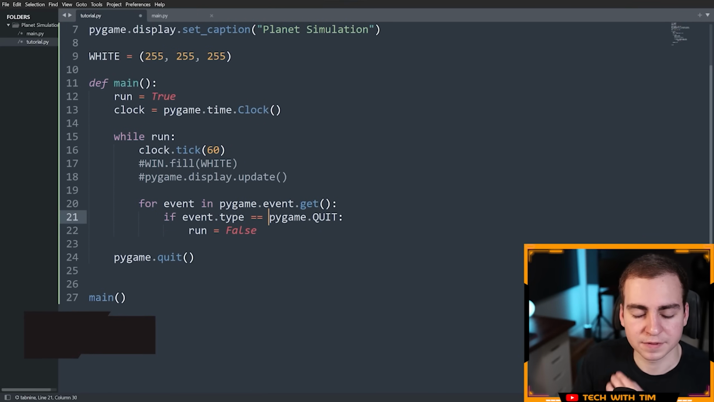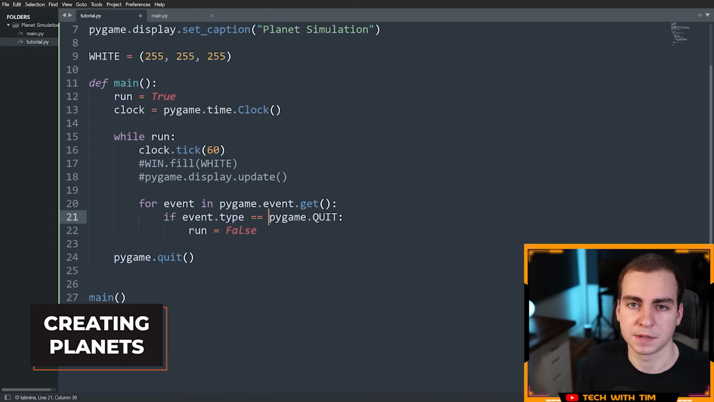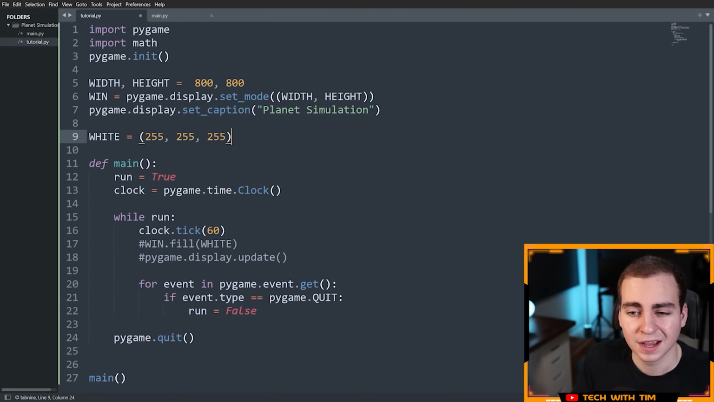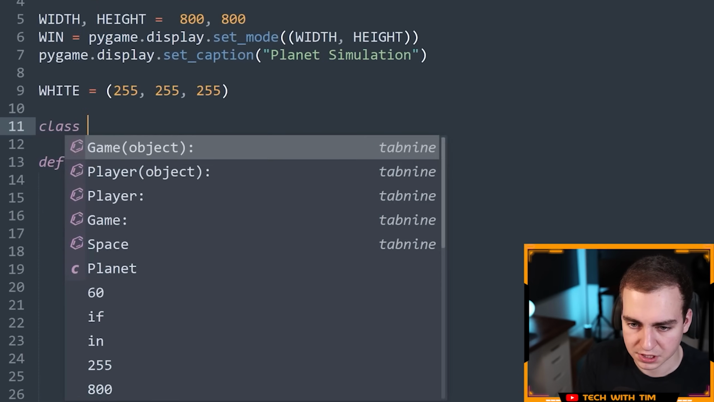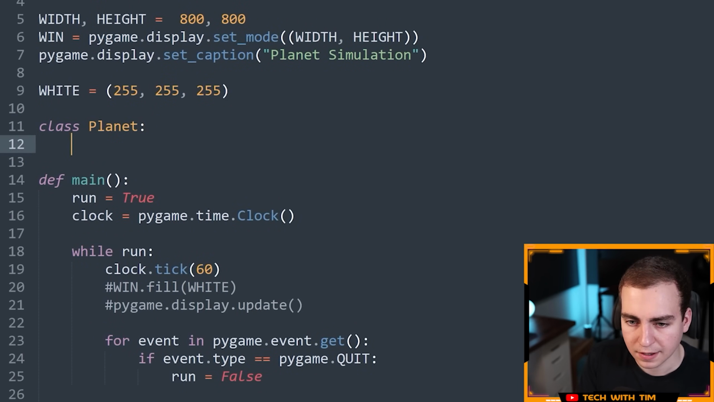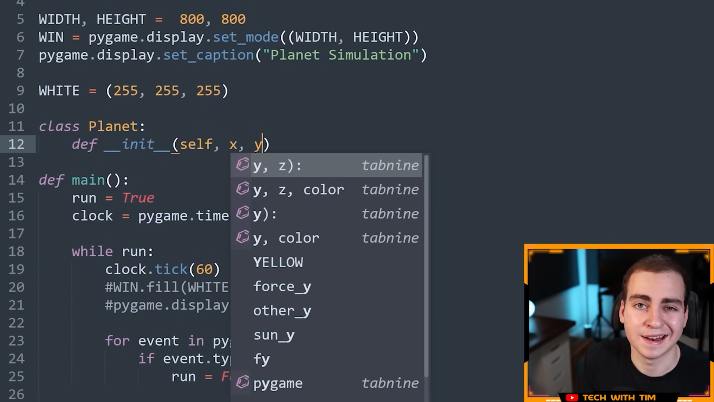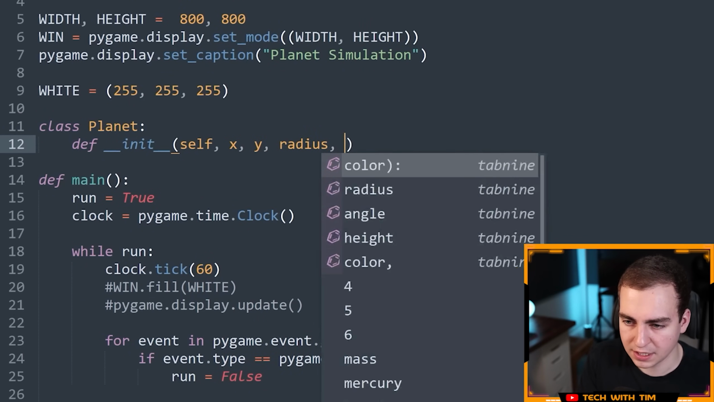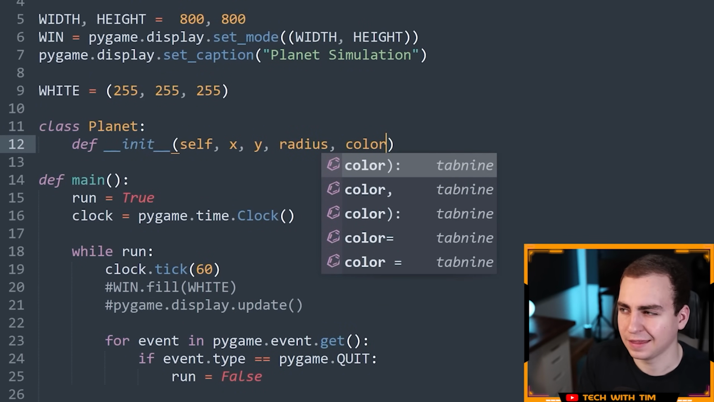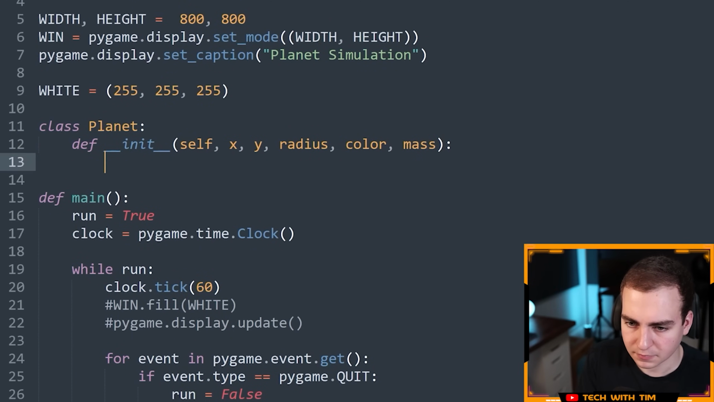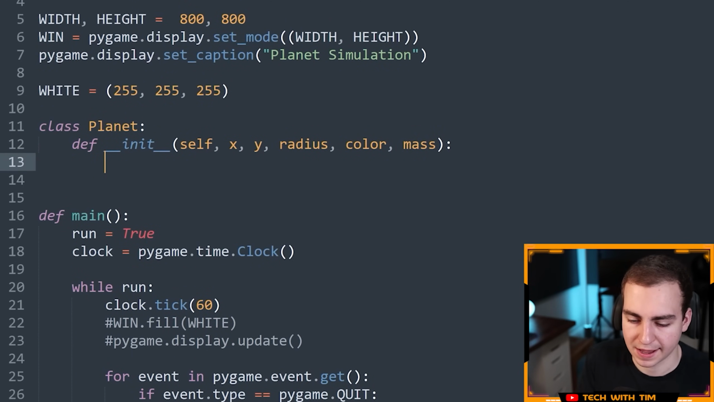Perfect. So now that we've done this, let's start implementing a planet, because obviously we want to put some planets on the screen. To do this, I'm going to make a class. I'm going to say class Planet, and inside of here, I'm going to define an initialization, def __init__, self. We need an x and a y, which is the position that we want this planet to be on the screen. We also are going to need a radius, a color, and a mass for the planets. Okay, so these are the initialization values that we have.